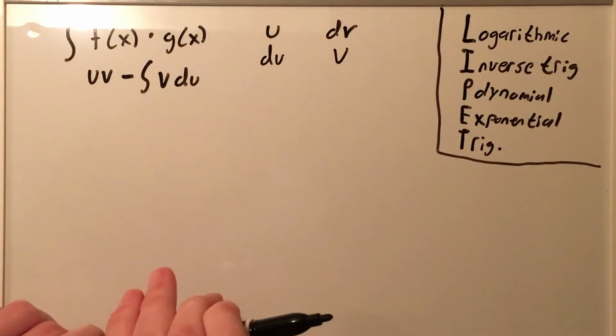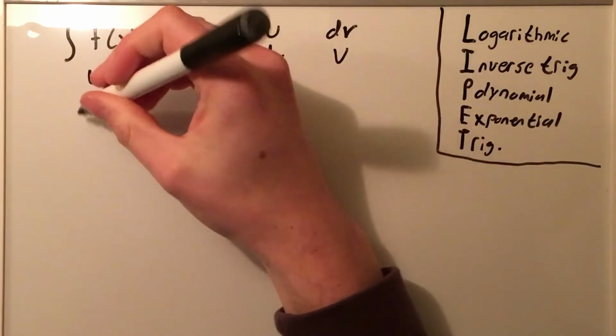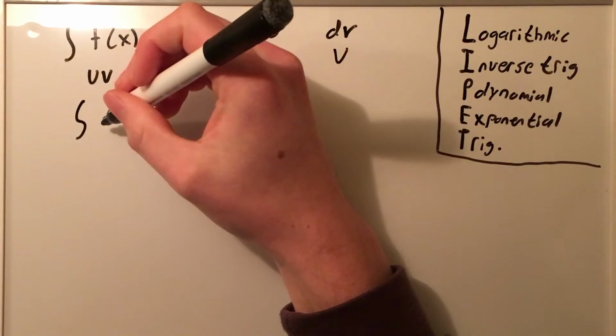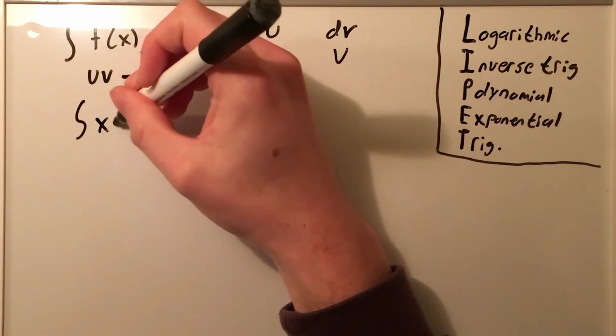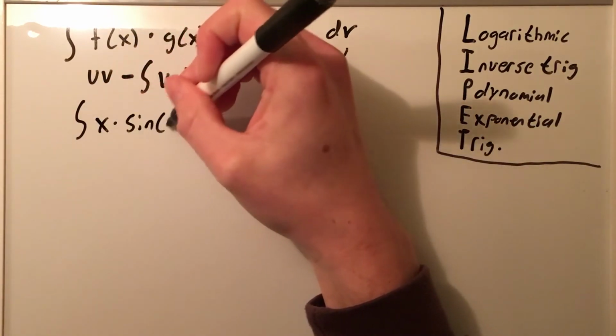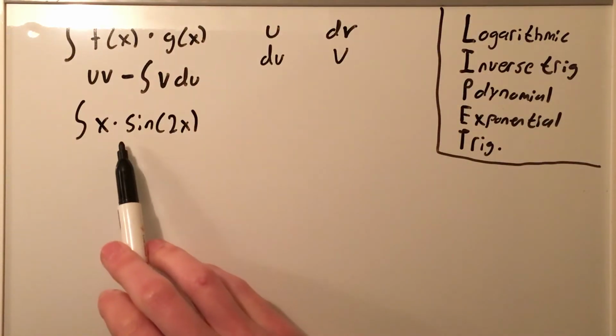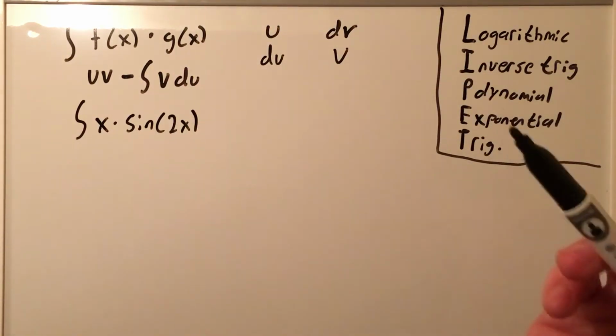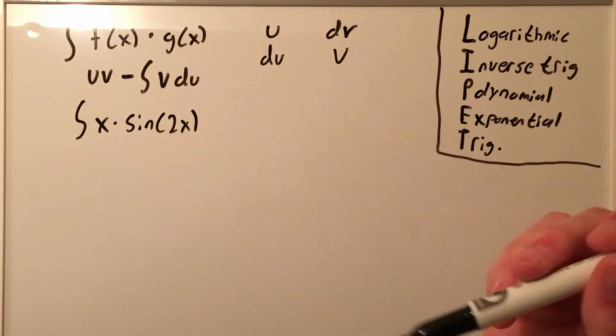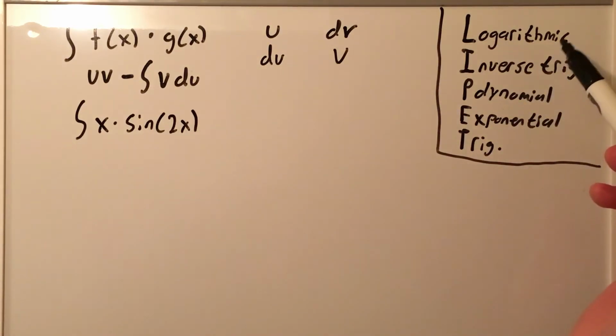So to do a quick example, we're going to do the integral of x times, say, the sine of 2x. From here, we're going to make one of these the u and one of these the dv. To determine which one is the u and which one is the dv, you're going to use this little thing I have over here in the corner.